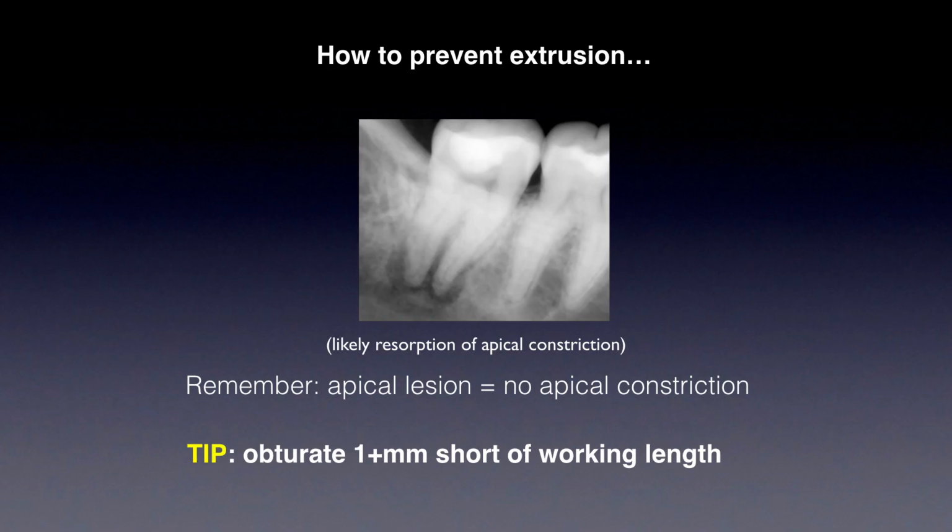And then one of the final things is, again, if you have an apical lesion, as you see in this radiograph, remember that there's a good chance that as the infection ate away, so to speak, at the bone, it also resorbed the constriction. So one of the things that I very often recommend in my workshops or lectures is, imagine a working length was 20 millimeters. Well, instead of obturating to 20 millimeters, when you know that there's now no apical stop because there is resorption, okay, you can almost assume that, then I would rather you obturate, say, 1 millimeter short.